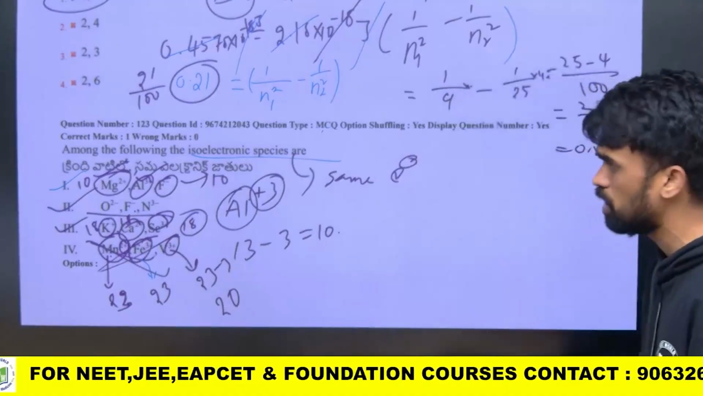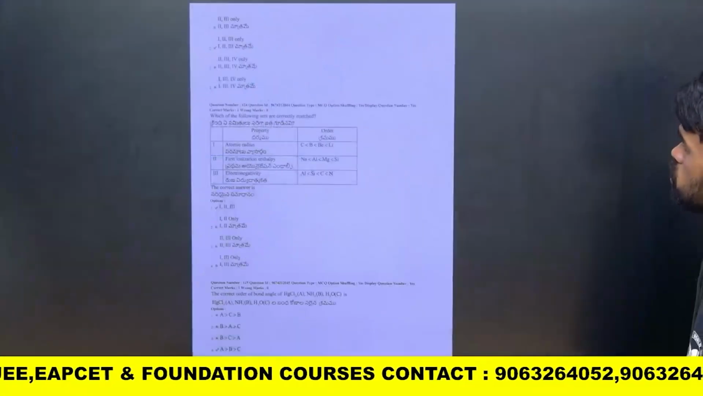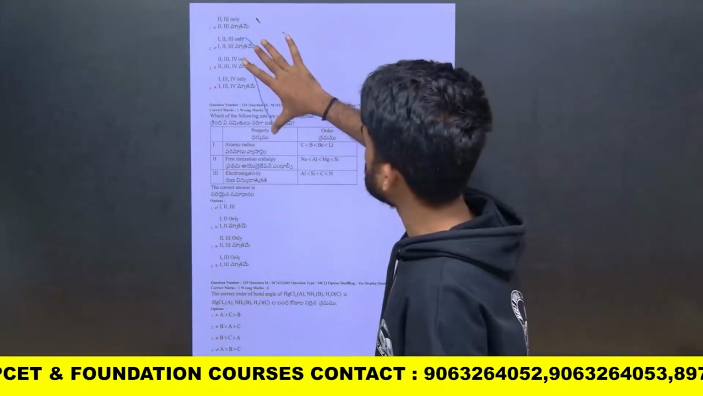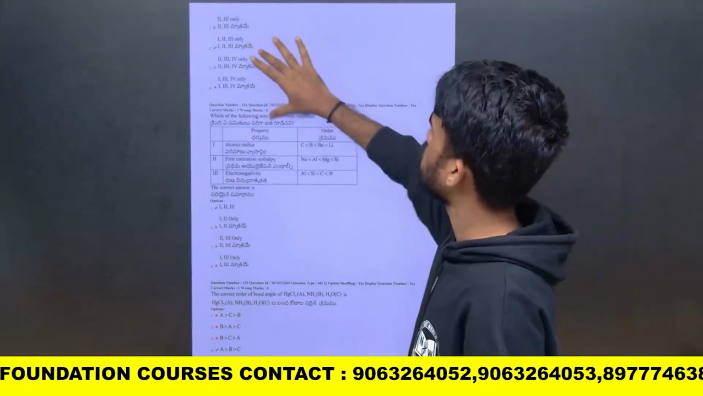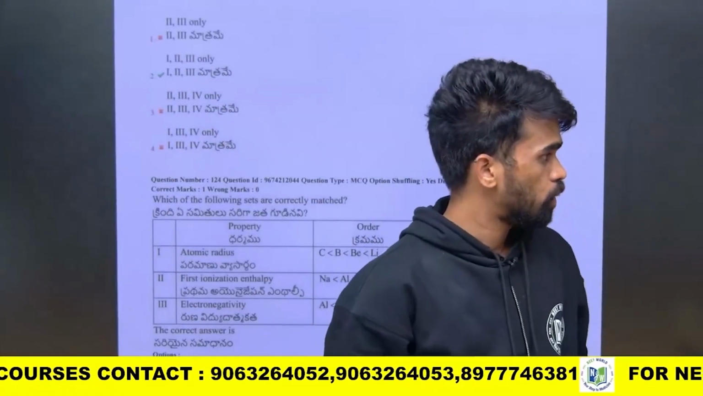I hope it is clear how we are solving. 1, 2, 3 are the perfect answers for this. So let's see, 1, 2, 3 is there in the second option, so you can choose that. So you can go with the second option here. Okay, I hope it is clear.